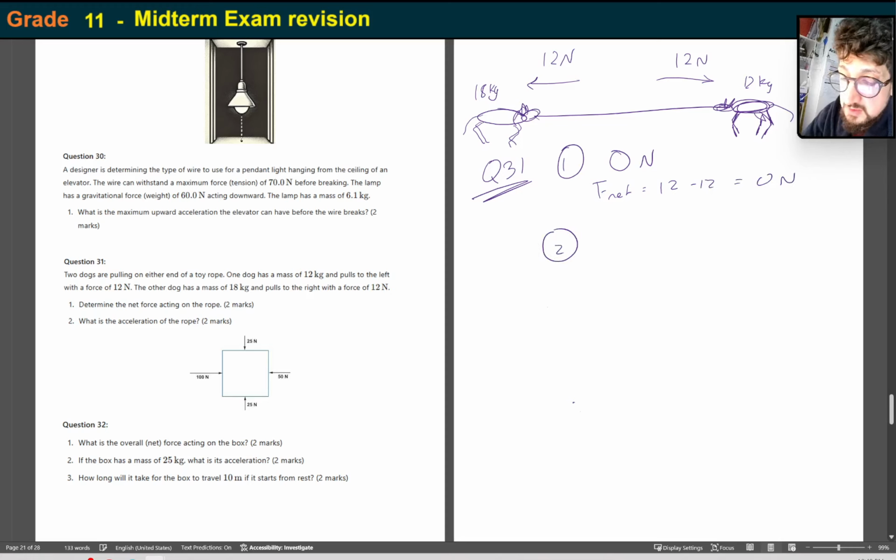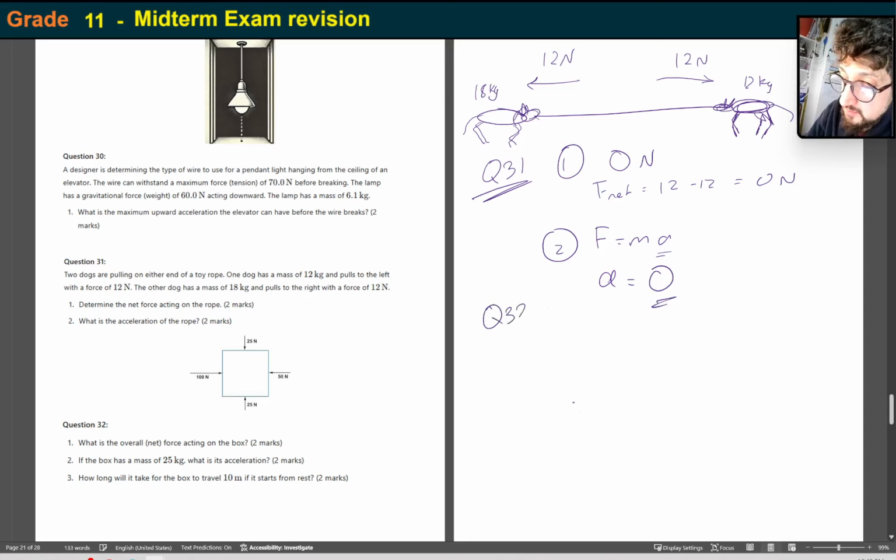And the next one says, what is the acceleration of the rope? Well, first of all, in order to work out the acceleration of the rope, I need the mass of the rope, which is not even given to me. I'm given the mass of the dogs. The other thing is I'm not going to experience any acceleration because the force is equal to 0. The net force acting on the rope is 0. It's balanced. So therefore, the acceleration is actually 0. There's no acceleration. Okay, there you go.